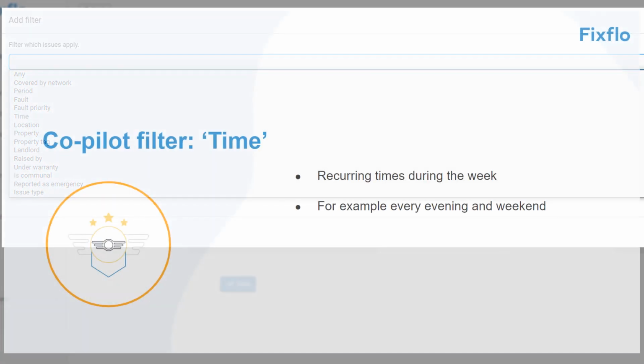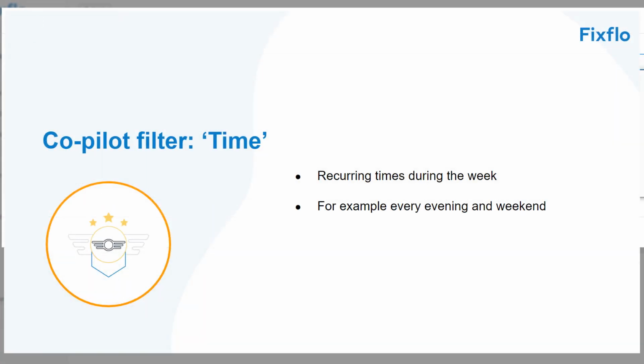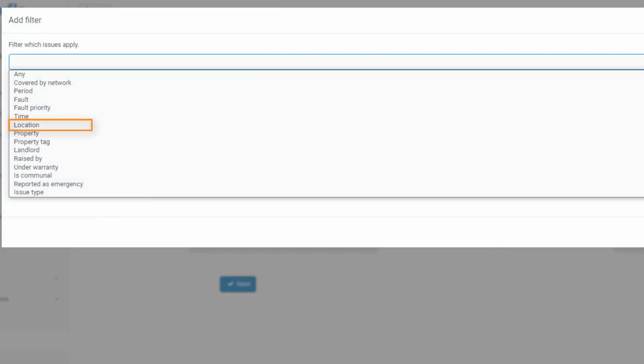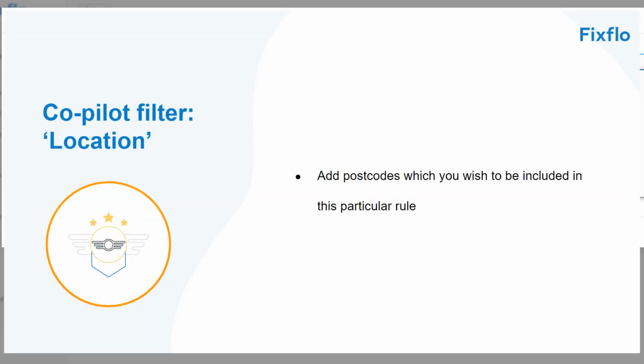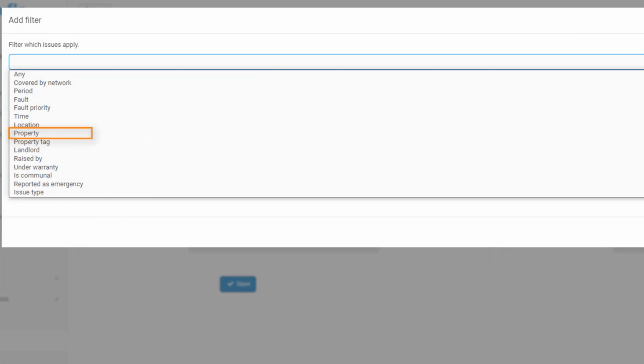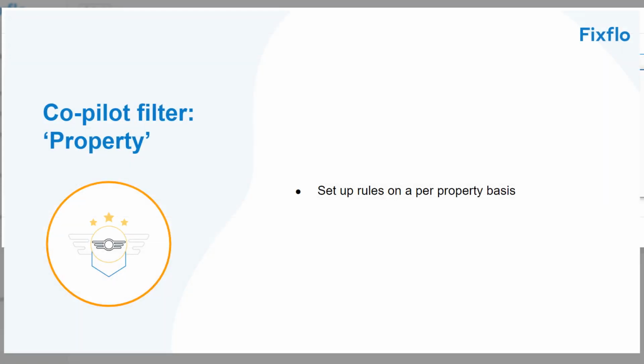This is recurring times during the week. For example, every evening and weekend. Location allows you to add postcodes which you wish to be included in this particular rule. The next filter is Property. This allows you to set up rules on a per property basis.